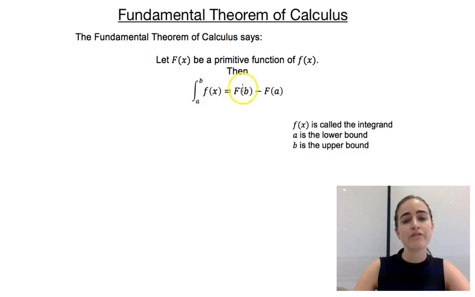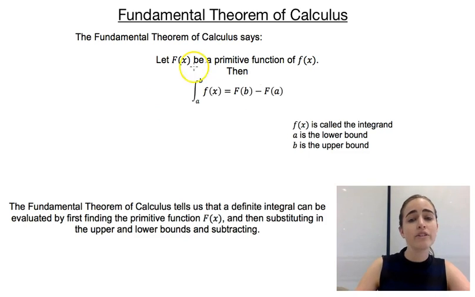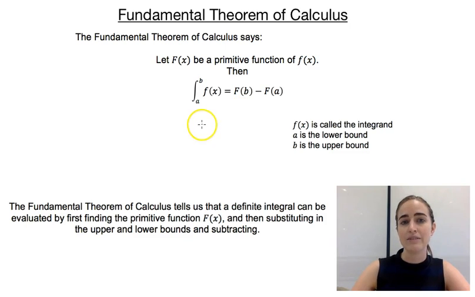So what that means is we're going to find the primitive function, and then we're going to substitute b in and a in and subtract them. So a few terms there: f of x, that function that we're given, is called the integrand, and the a and the b are called our lower and upper bounds. Just to clarify that again, what the fundamental theorem of calculus means is that we can evaluate a definite integral by first finding the primitive function, then substituting in our bounds and subtracting.